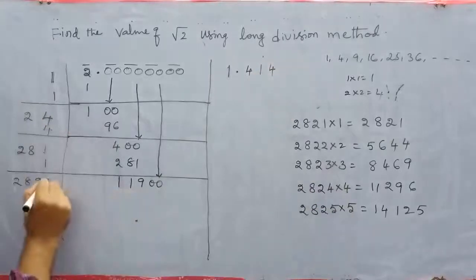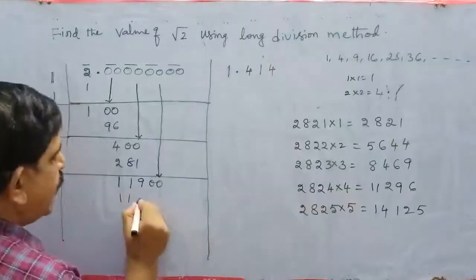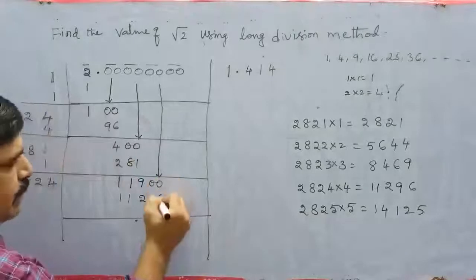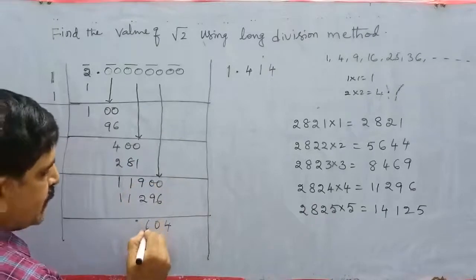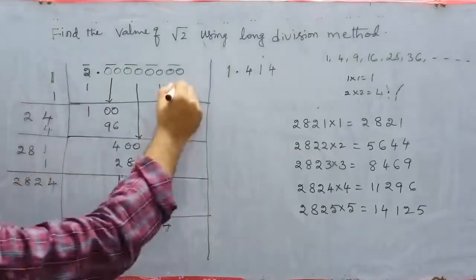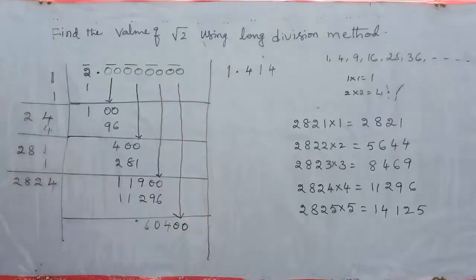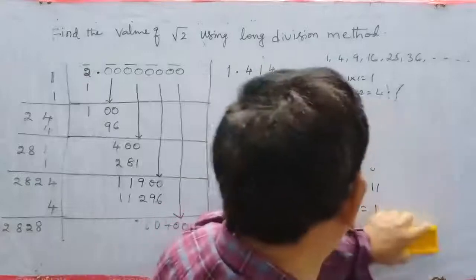You write 4 and here 4. Okay, how much? 11,296. Okay, so 10 minus 6, 4, 9 minus 9, 0, 8 minus 2, 6, 604. Next you take 2 zeros. Okay, next digit 4, double this one, 2828 again. Okay, 2828. Now see the number of times.